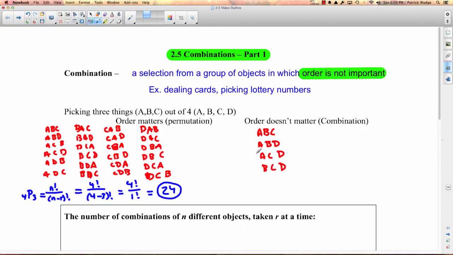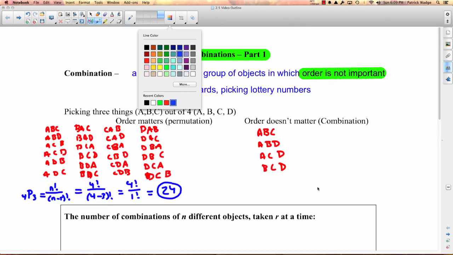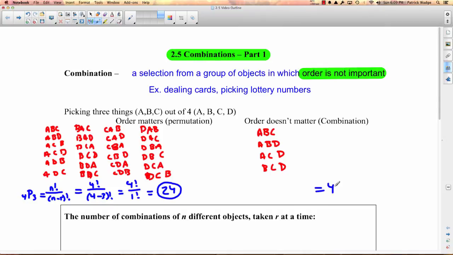If you compare these to all the ones we have over here, you'll see that all these ones over here are just one of these ones recombined. So we started with 24 over here, and somehow we ended up with 4 over here. So what did we do to the 24 to get the 4? Well, it looks like what we might have done is 24 divided by 6.